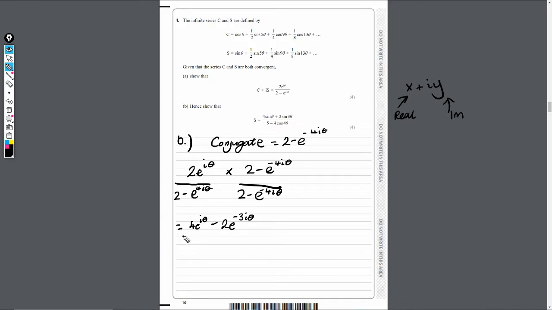My denominator, if we work that out, 2 times 2, that'll be 4. 2 times minus e to the minus 4i theta, so I'm going to get minus 2 lots of that, so minus 2e to the minus 4i theta. And then I've got minus e to the 4i theta times 2, so again, I'm going to have minus that. And then finally, we've got minus e to the 4i theta times minus e to the minus 4i theta.